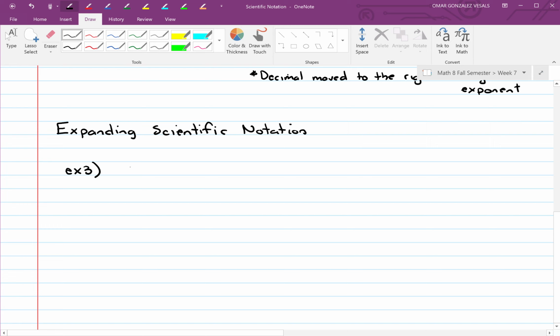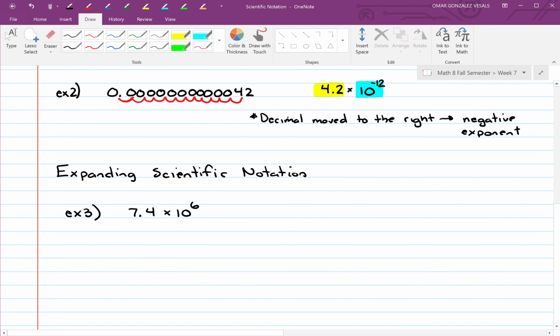Couldn't you just add zeros to the number? Okay, so how do I write that in expanded form? 7.4 times 10 to the 6th. Which way is my decimal going to move? To the left or to the right? To the left. Okay. Now let's look at this back here.